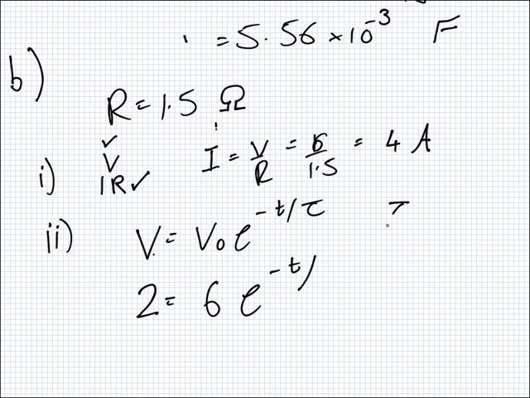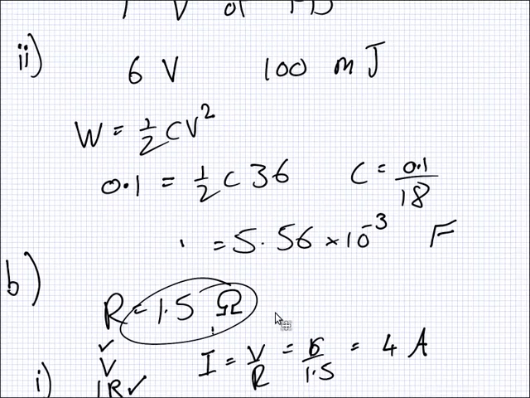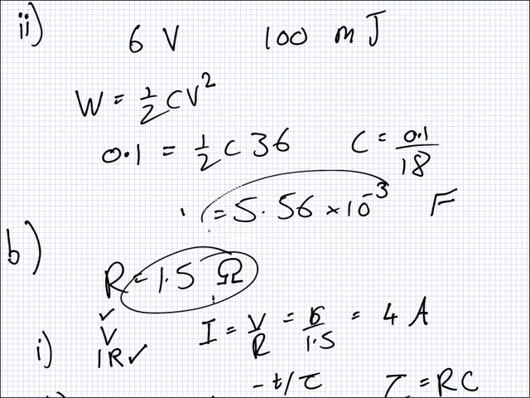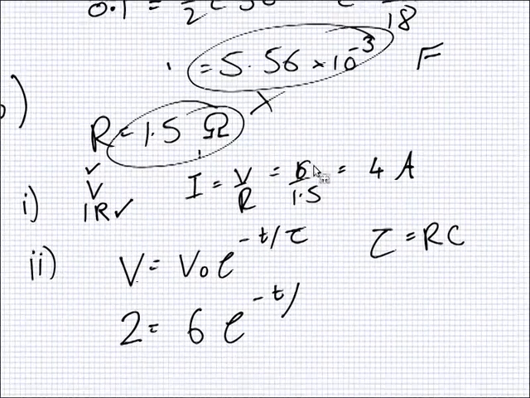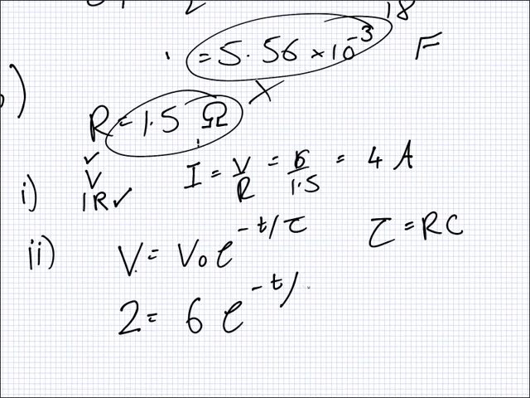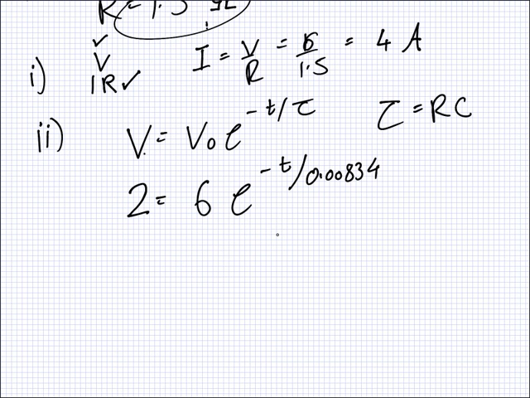Now, who remembers how to get tau? It's R times C. The R is 1.5, and what's the C? Oh, there it is. If you multiply those two numbers together, what did you get for tau? 8.34 times 10 to the power minus 3. So that would be 0.00834.